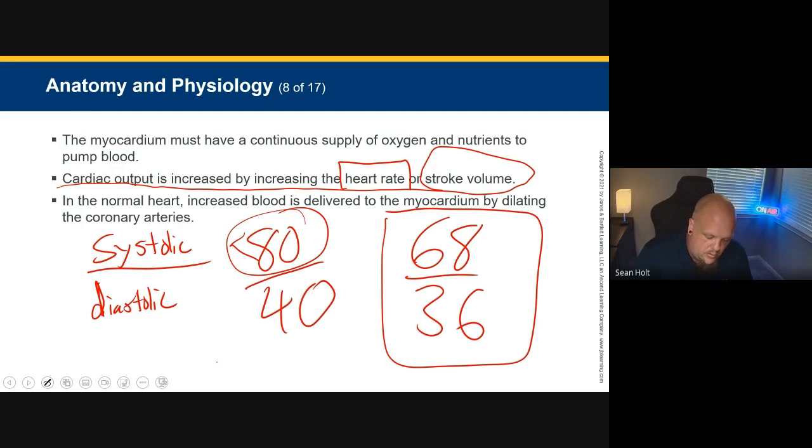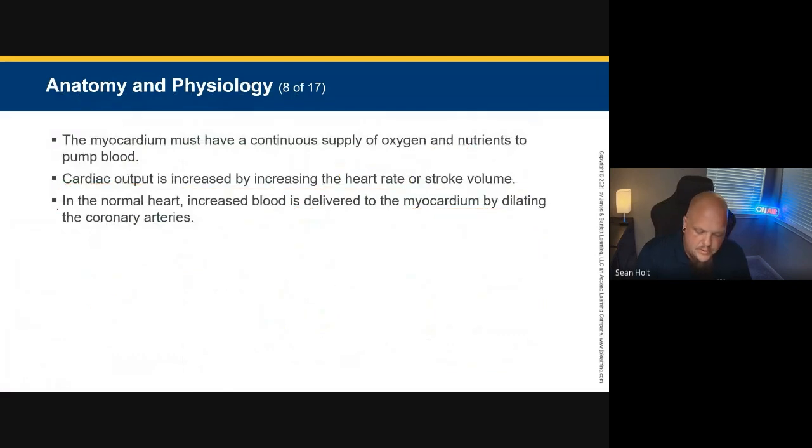All right, so let me clear off this page and talk about the end right here. In the normal heart, increased blood is delivered to the myocardium by dilating or making larger the coronary arteries.